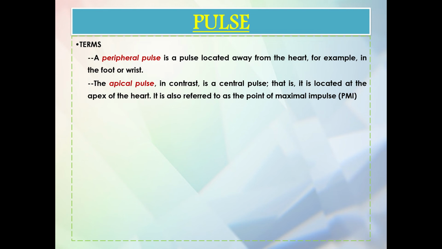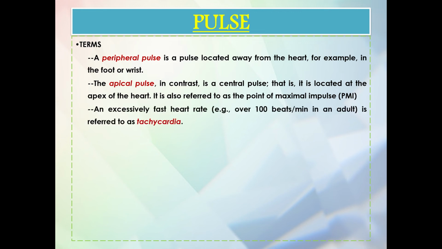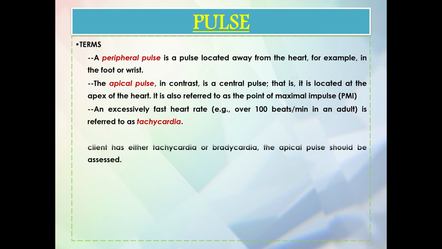So, it is also referred to as the point of maximal impulse. So, apical pulse, so ito yung pinaka central pulse natin, and that is at the apex of our heart. An excessively fast heart rate, for example, over 100 beats per minute in adult is referred to as tachycardia. Remember that term, tachycardia, heart rate over 100 beats per minute in adult.